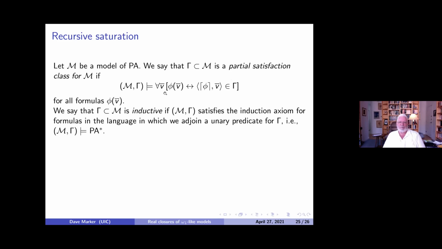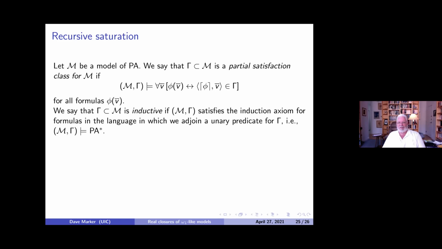And the trick is just this one. We say that a subset of M is a partial satisfaction class if for any formula phi, if I take the Gödel code of phi and some code for a tuple from the model, that's in the class if and only if the formula is true of that tuple. So that's the notion of a satisfaction class. It's just a definition of satisfaction that works for all standard formulas.